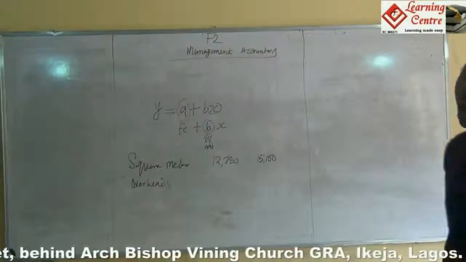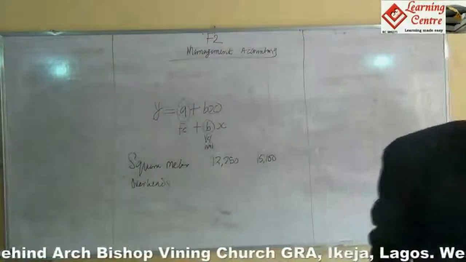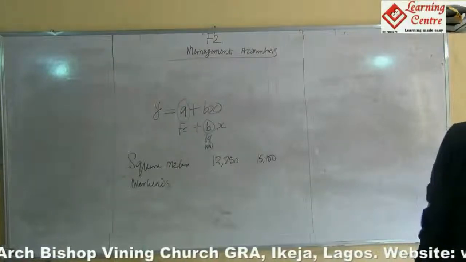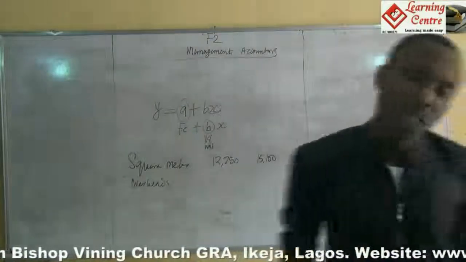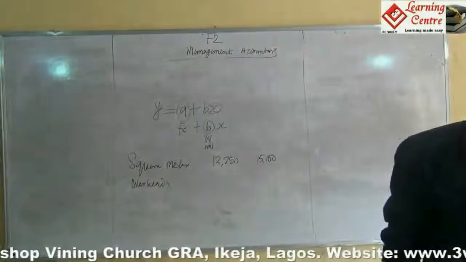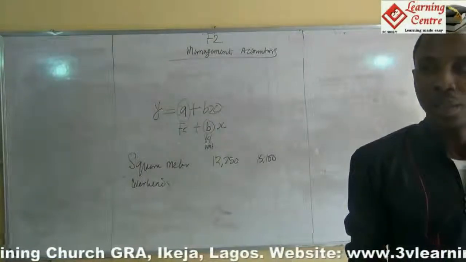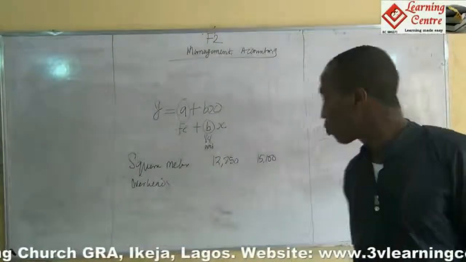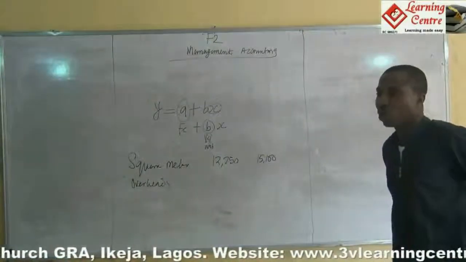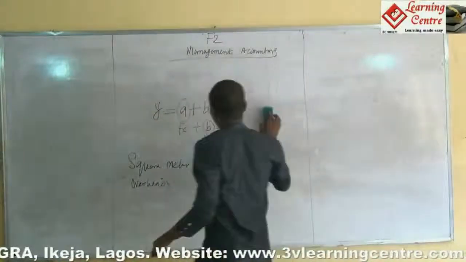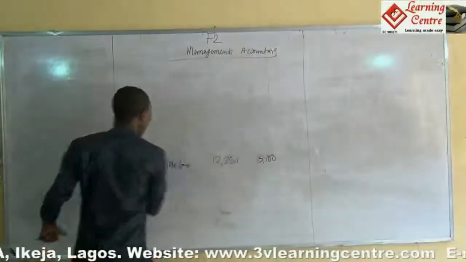You are required to calculate the estimated total cost if 14,500 square meters are to be industrially cleaned.